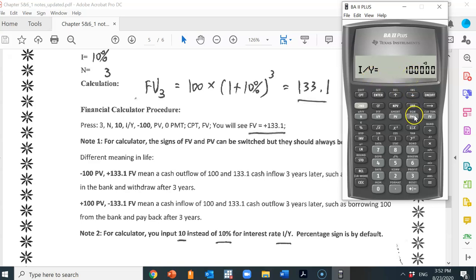Okay, and let's make sure the payment is 0 here. We don't have an annuity here yet. So we make sure it is 0 as payments. And then we can press the compute sign here.